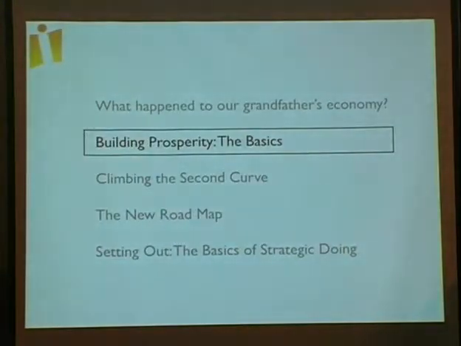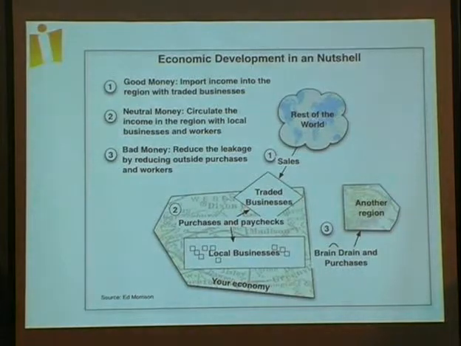So what do we do? Well, in order to understand what we do, you have to understand how to build wealth in an economy. So this is an important set of slides to keep in mind, an understanding of how you build wealth. First, good money. We need to build businesses that generate wealth from outside this region. Neutral money, we need to accelerate the velocity of neutral money buying products and goods and services from each other, and reducing the flow of bad money out.